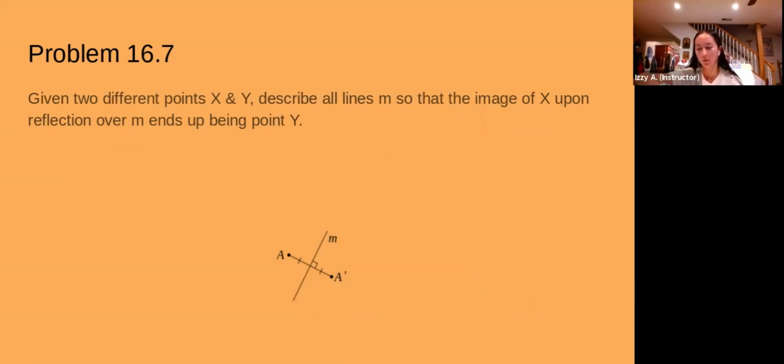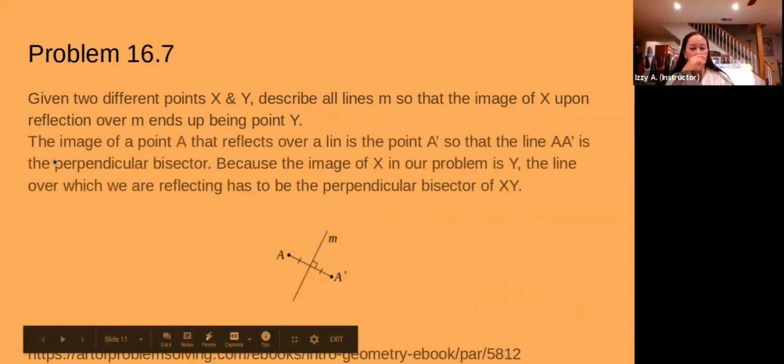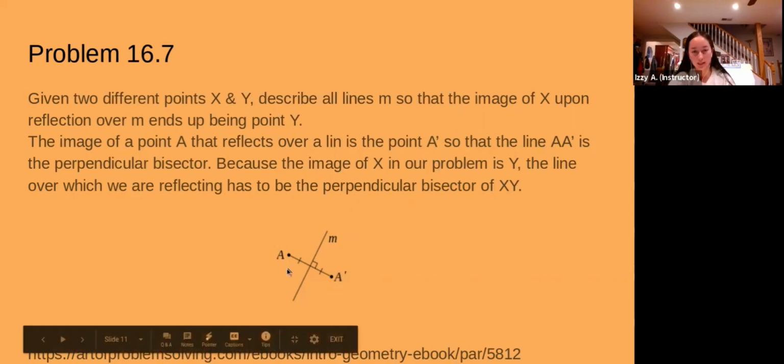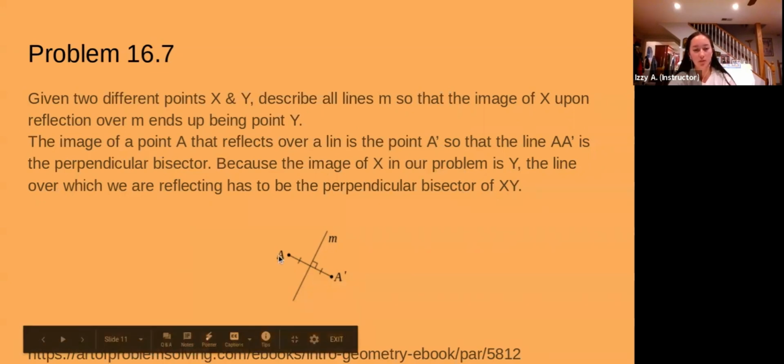Okay, I'm going to just go over it now because I think this image kind of gave away the answer to the problem. The image of a point A that reflects over a line is the image A', so that the line AA' is the perpendicular bisector. Because the image of X in our problem is Y, the line over which we are reflecting has to be the perpendicular bisector of XY. So imagine that this was X and this is Y. That means that M would be the perpendicular bisector of line XY.